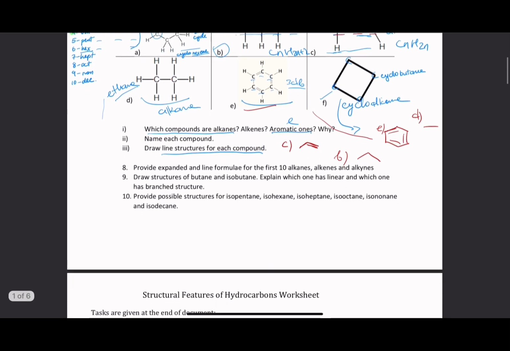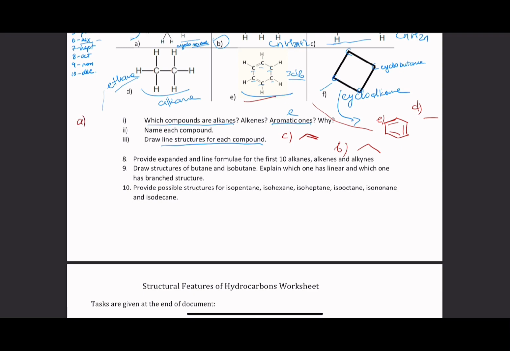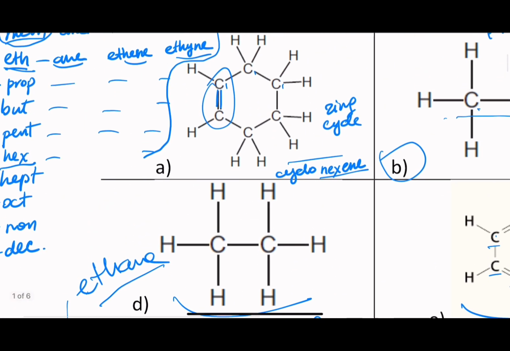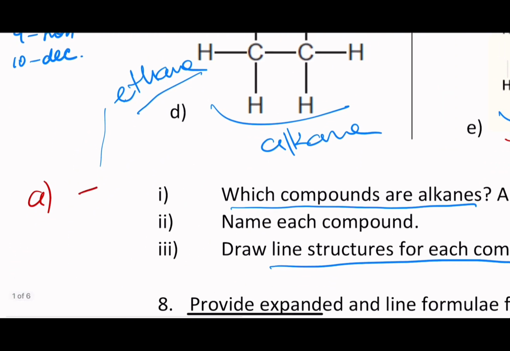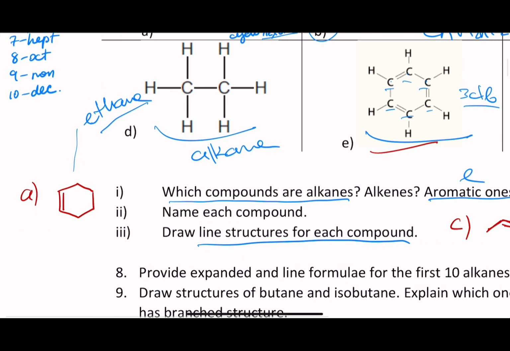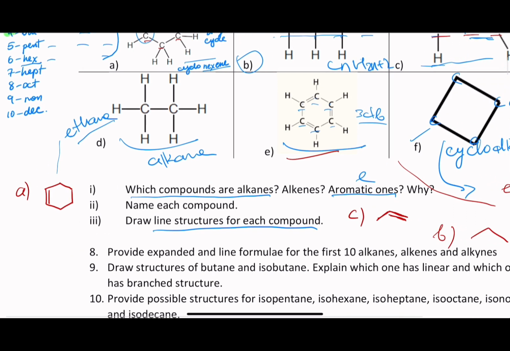And for A, I will draw it here. Because I have 6 carbons in a ring, and I have a double bond, I will draw it like this, 6 carbons, and then I will put in the double bond like that. Okay, so this is my line structure.